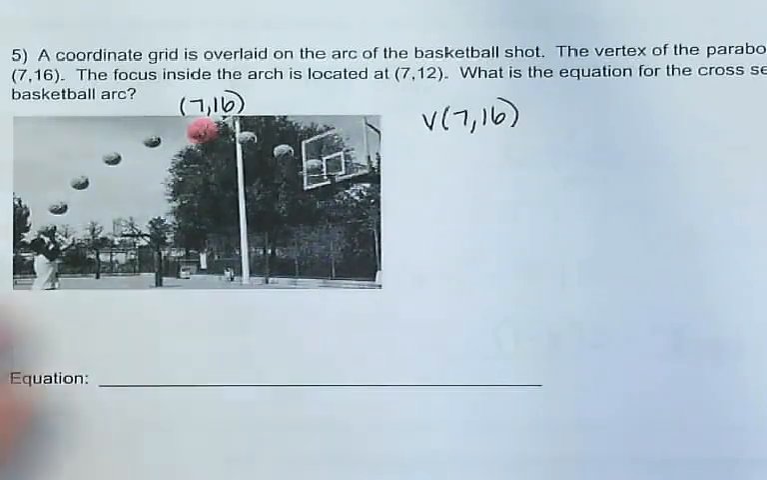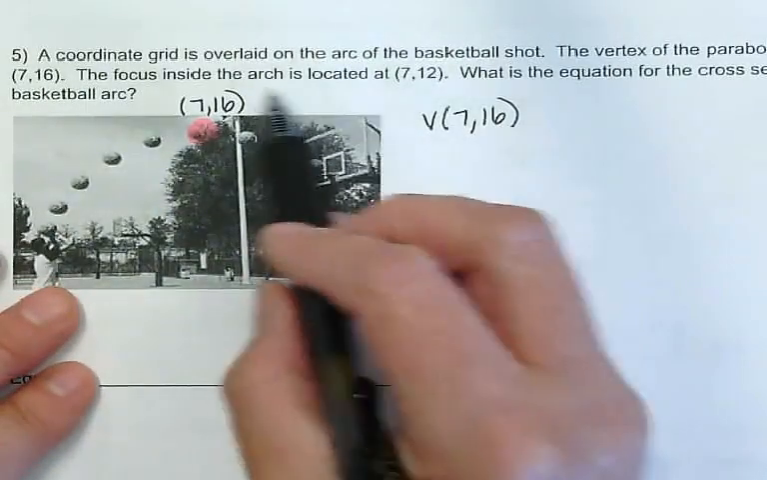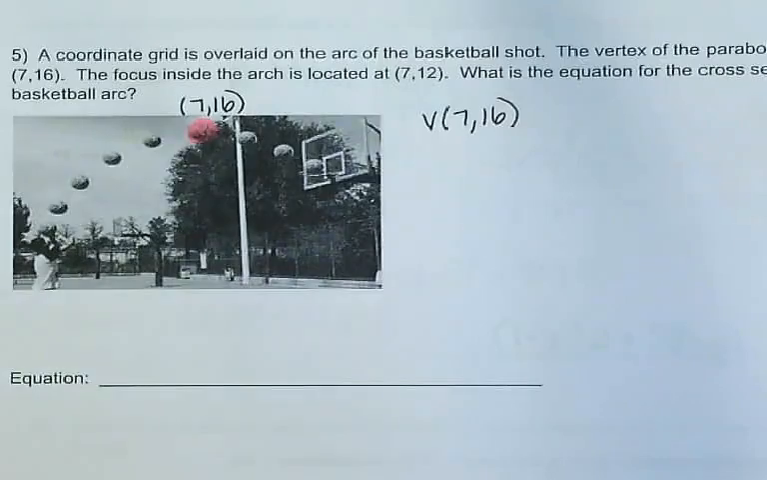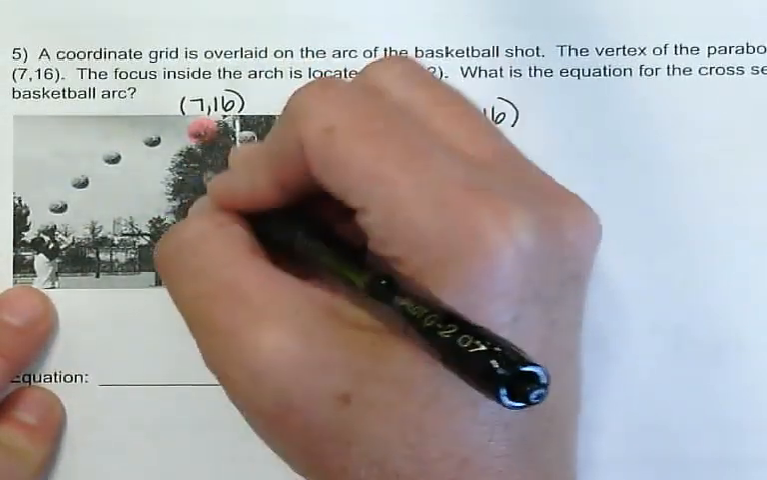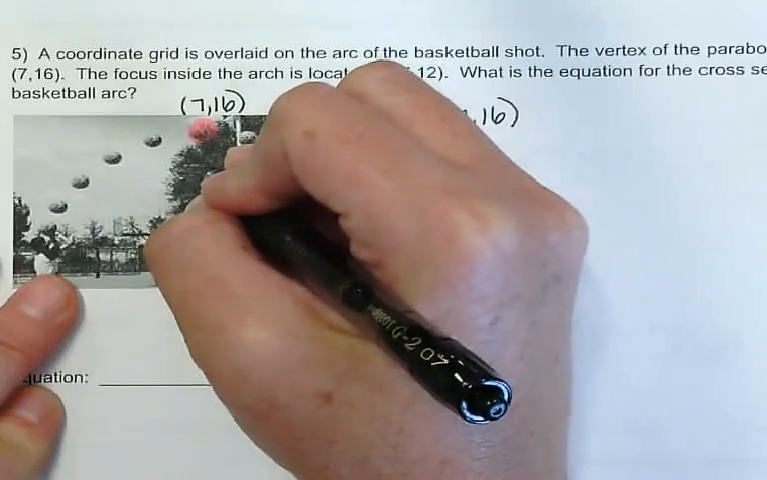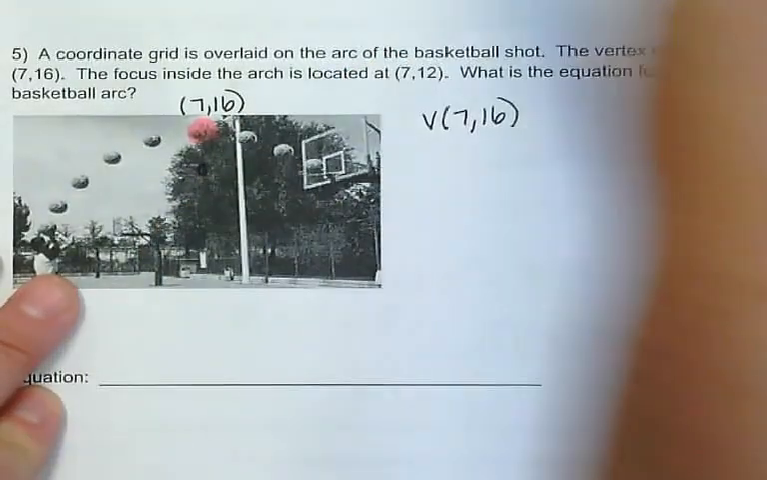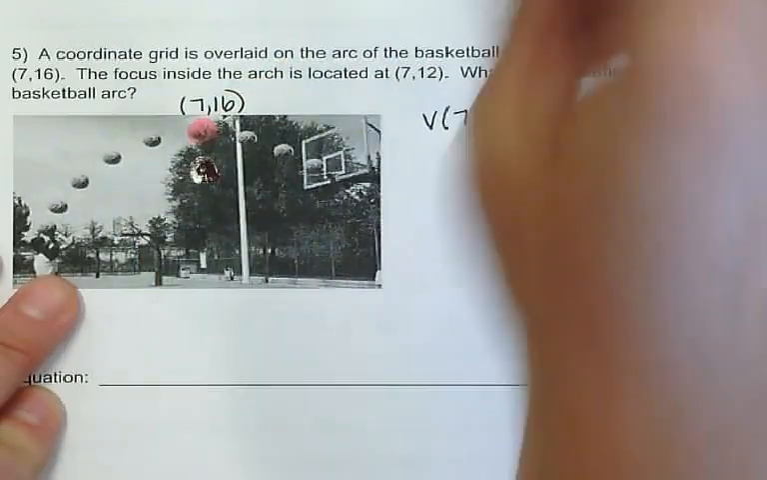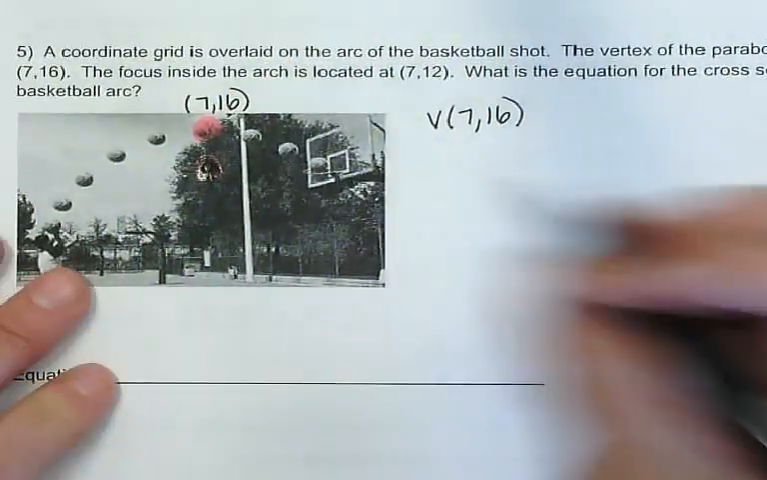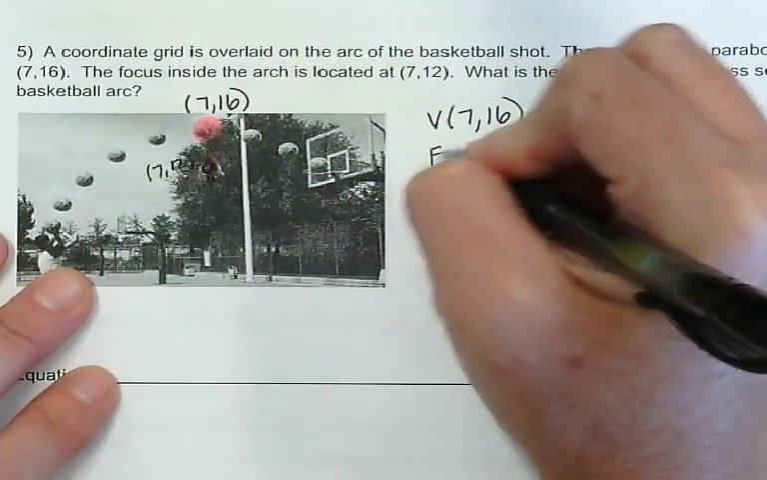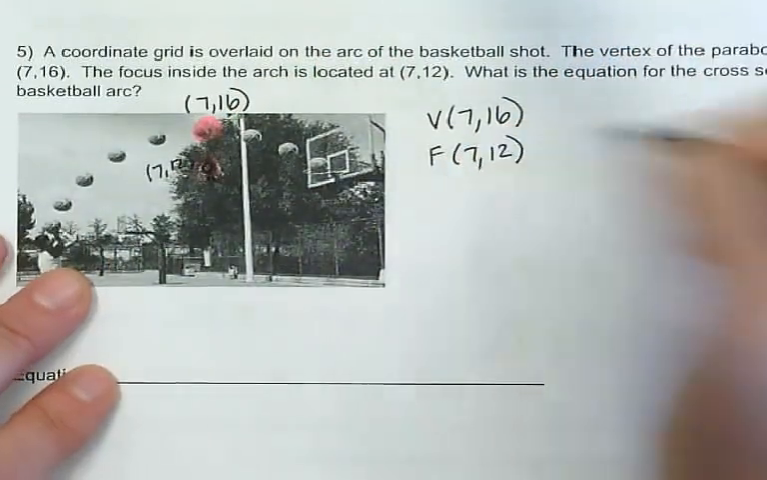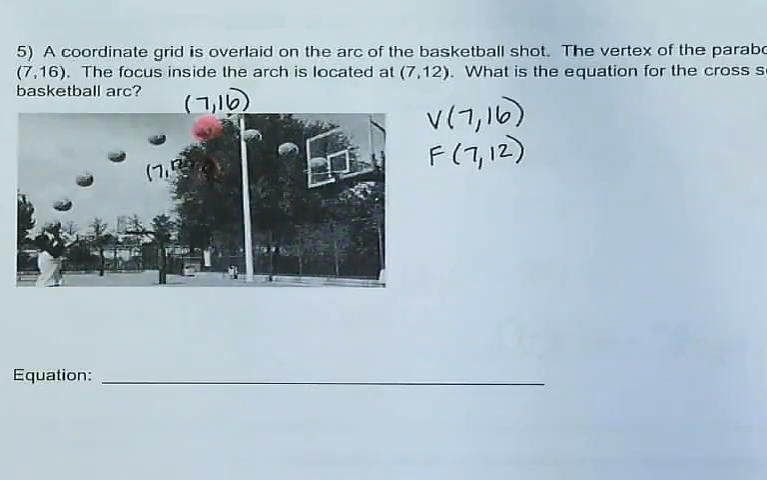My focus, which is inside the arc, is located at (7, 12). So over 7, 12. Let's just say it's like right here. Can't even see that. So that would be at (7, 12). If you need to sketch a new grid, you can.